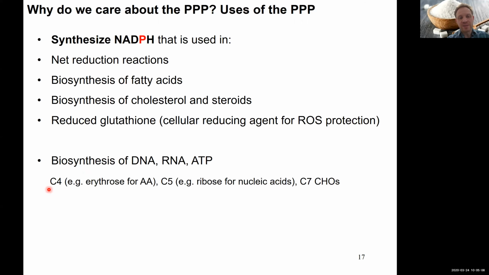It is making C4 sugars that are, for example, used for amino acid biosynthesis. We'll see that later. It's making 5-carbon sugars, such as ribose, for making nucleic acids, DNA, RNA, as well as ATP. And in some cases, it's also making some 7-carbon sugars. We'll see just a few examples of those sprinkled throughout the quarter.